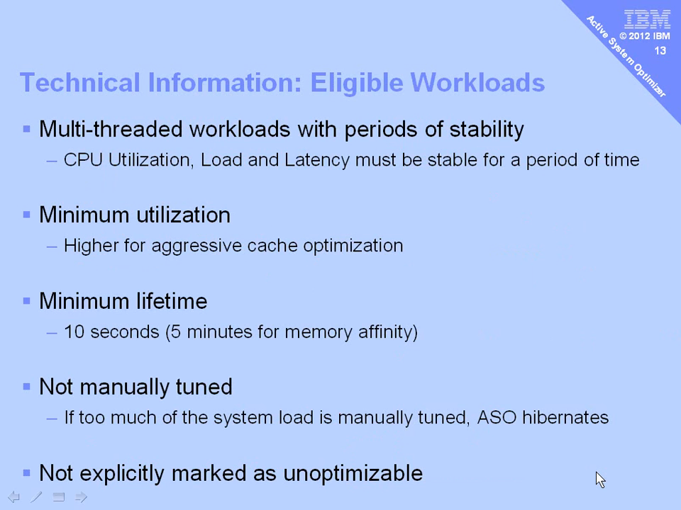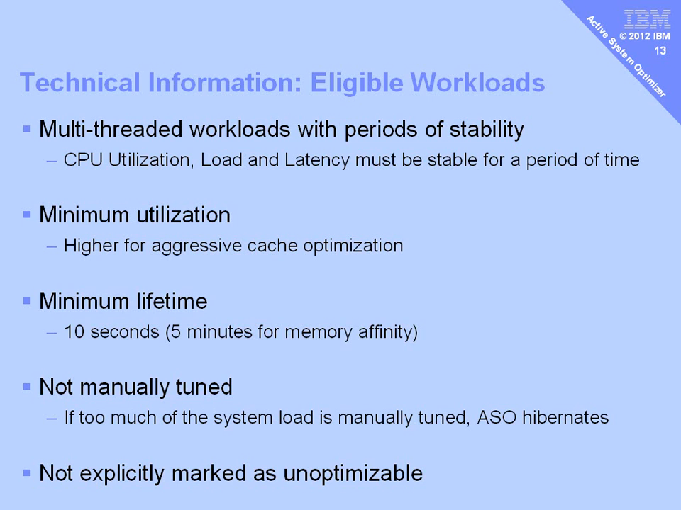So if you want ASO to start optimizing things, this is the way that it decides. First of all, it really likes multi-threaded workloads, which is very common these days, but it needs to be stable for a period of time because it's going to monitor what it's doing before making decisions. The virtual machine does have to be busy. If it's only running at 10% busy, there's very little point in optimizing that workload. It might as well just let it run.